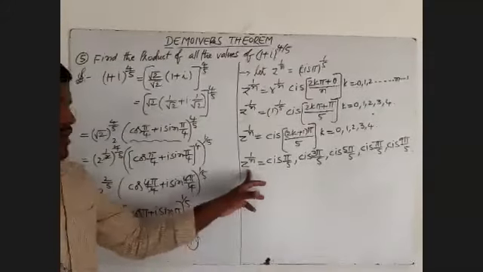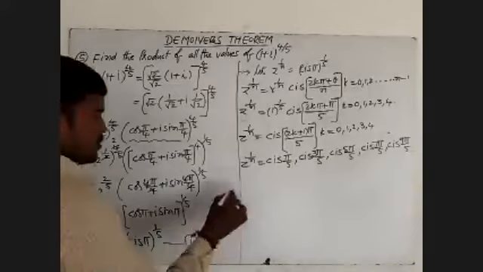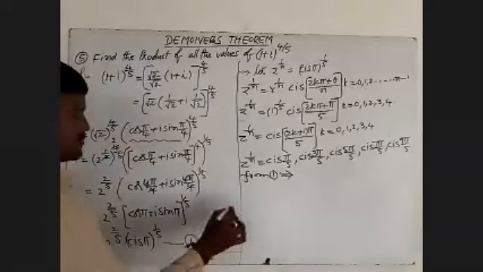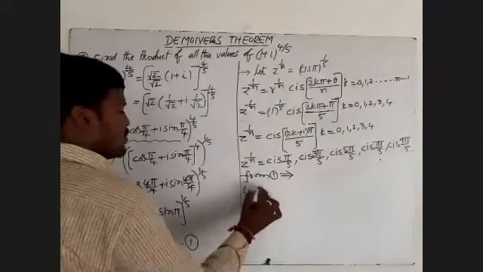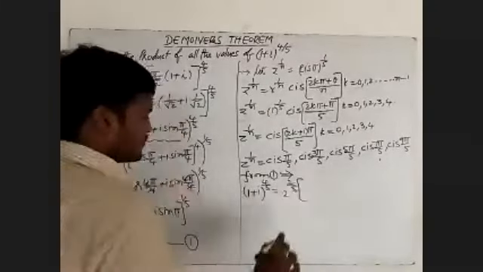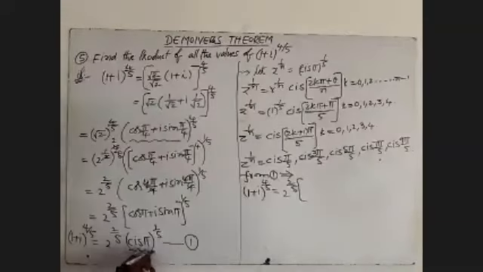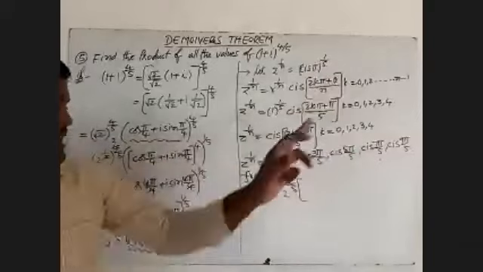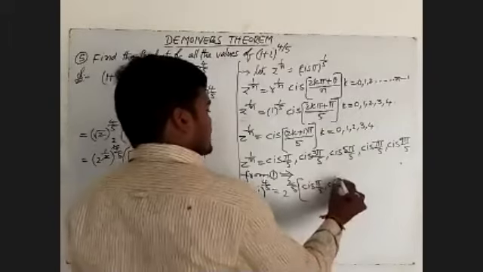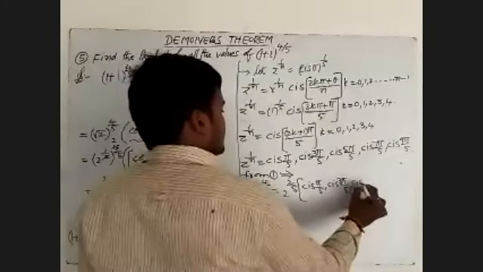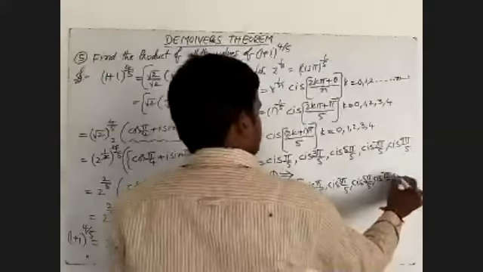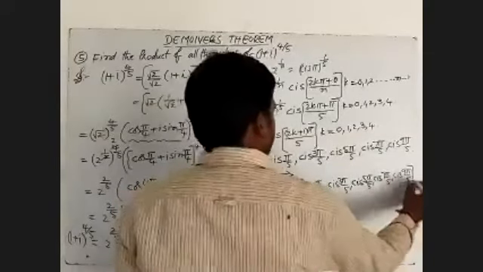We know the value of z power 1 by n. From 1, what do we have to write? From 1, (1 plus i) whole power 4 by 5 is equal to 2 power 2 by 5 into the value of (cos pi) whole power 1 by 5. These are the values that I will write: cos of pi by 5, cos of 3 pi by 5, cos of 5 pi by 5, cos of 7 pi by 5, cos of 9 pi by 5.